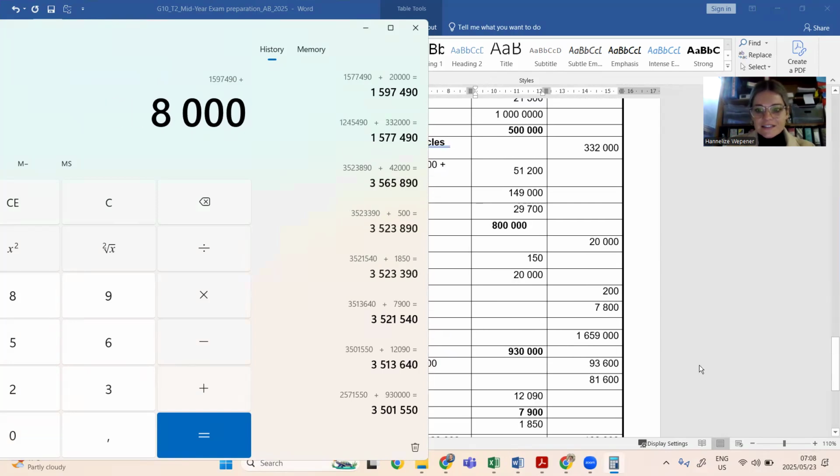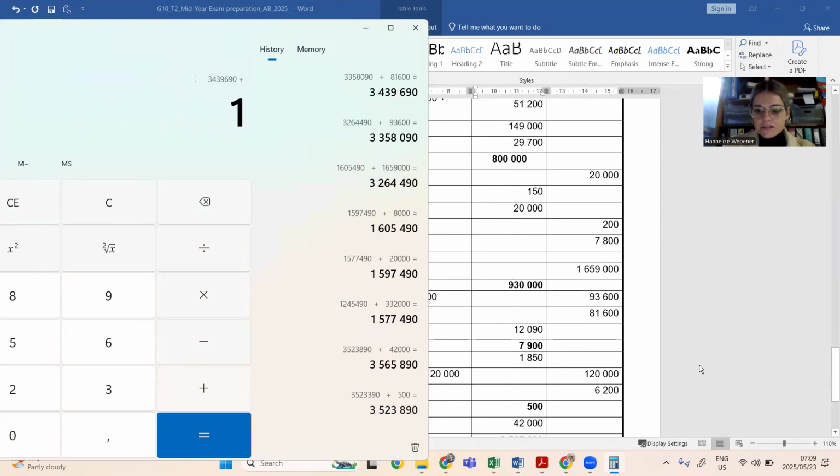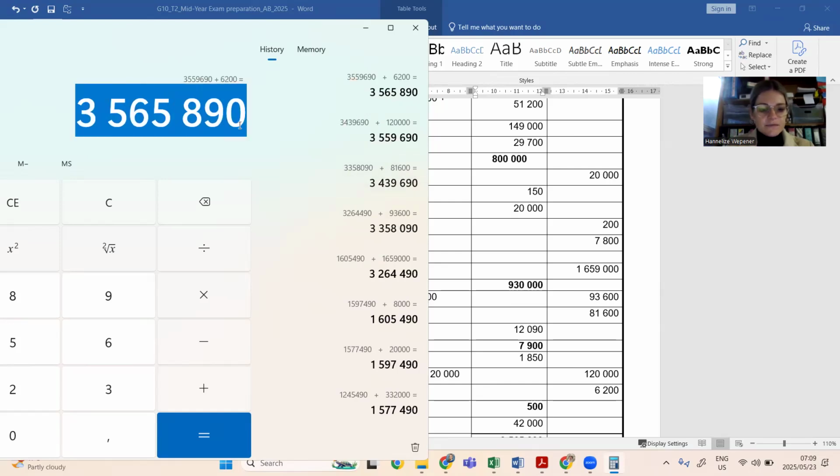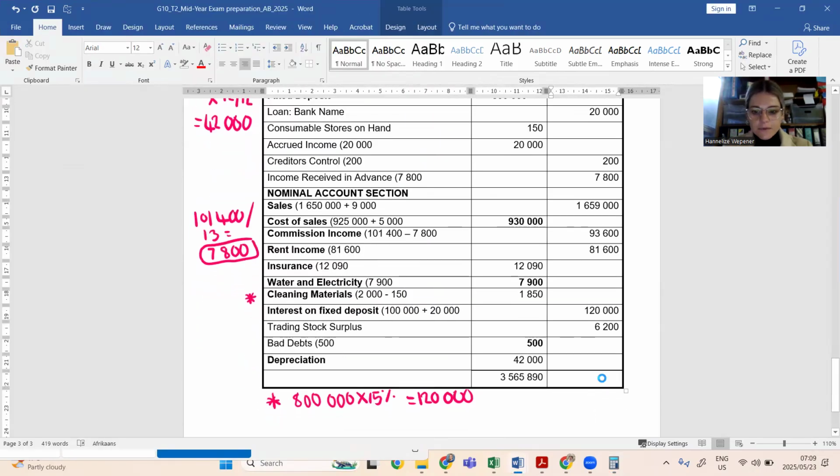And then we have 8,000 on 659. And then 93,600 and 81,600 plus 120 plus 6,200. So let's see, what do we have here? Come on. And there we go. It is balancing, so we are happy. We didn't make any mistakes, no typos, all is well. So that is a trial balance.